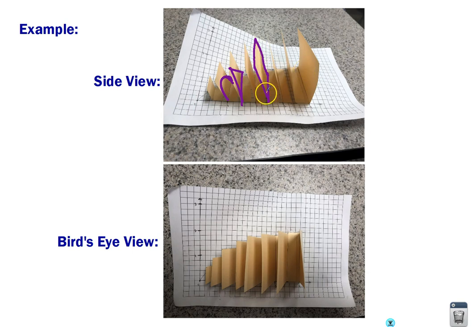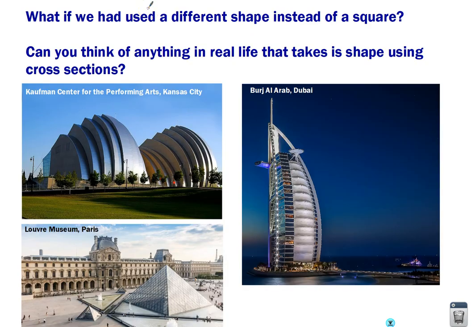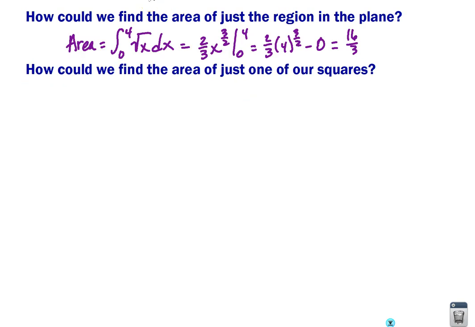The side length of your square is dependent on what your x value is as it gets plugged into your function. So because none of my y values are going to repeat, all of these squares are going to have a different side length, and therefore a different area. Okay, so going back to how do we find the area of just one of our squares?